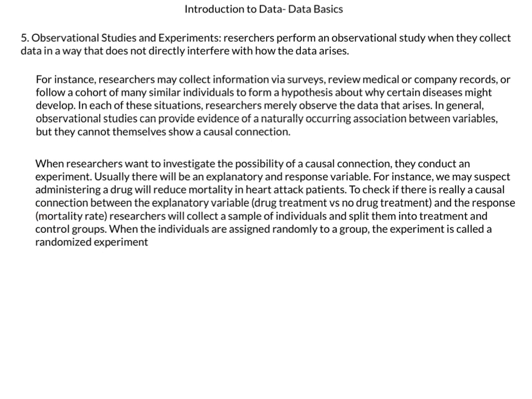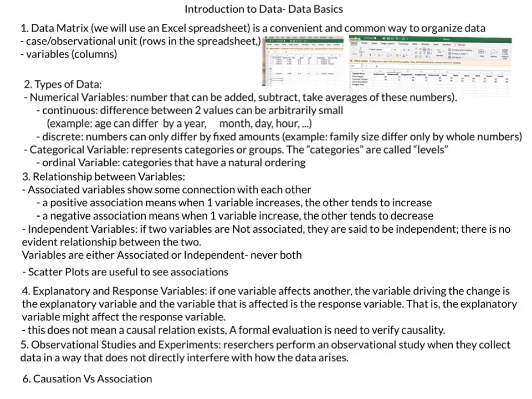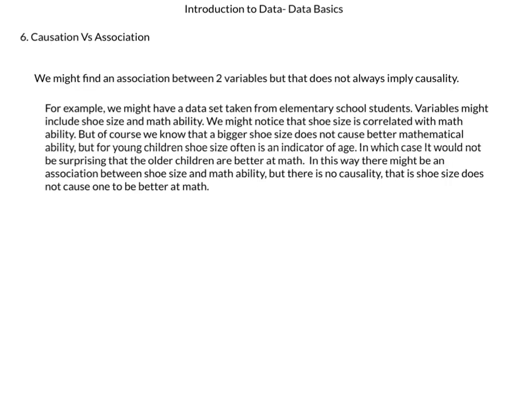Researchers will collect a sample of individuals and split them into treatment and control groups. And when the individuals are assigned randomly to a group, the experiment is called a randomized experiment. And the last thing we want to talk about is causation versus association. So we might find an association between two variables, but that does not always imply causality. And this is the example I'll give you. We might have a data set taken from elementary school students.